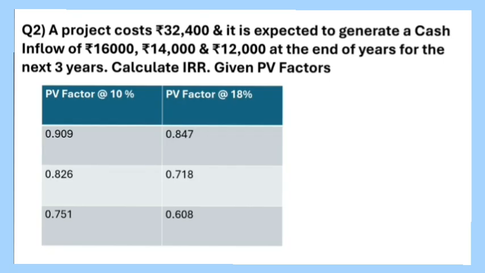I have also provided question number 2. This I won't be solving. This you will be solving, and you have to give the answer of internal rate of return in the comment section. I will be waiting for your answer. A project costs 32,400 and it is expected to generate a cash inflow of 16,000, 14,000 and 12,000 at the end of years for the next 3 years. Calculate internal rate of return given PV factor at 10% and PV factor at 18%. So here lower rate is 10%, higher rate is 18%. Only that you have to keep a note of, and the values here also will be changed. For this question I will be waiting for your answer.